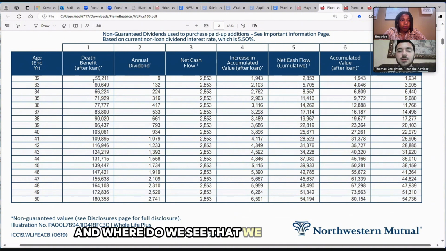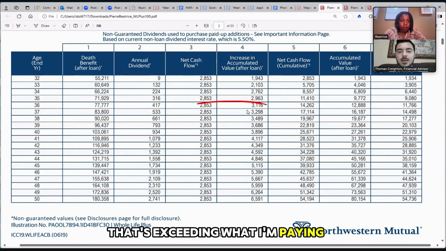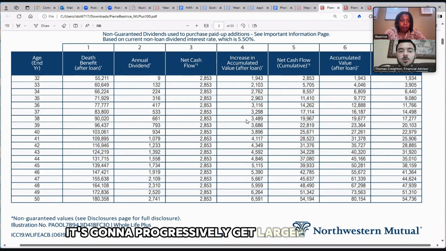And where do we see that? We see it mainly in the first 2, but up to the first 3 years of that policy. Now, if it's larger, you can even get it to just the first 2. If it's smaller, it might be the first 3 or 4, but it's going to be in those first early years. And then, key point, by year 4 I have growth or accumulation that's exceeding what I'm paying in, which is going to progressively get larger and larger.